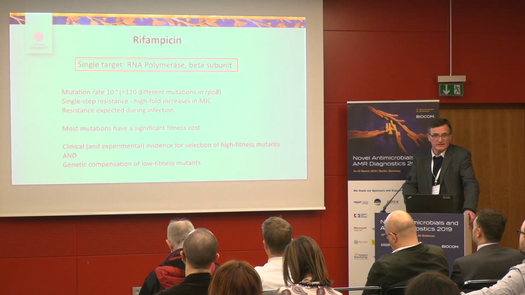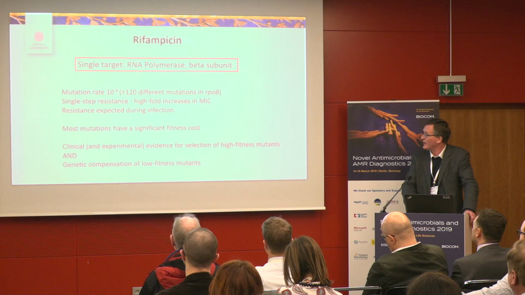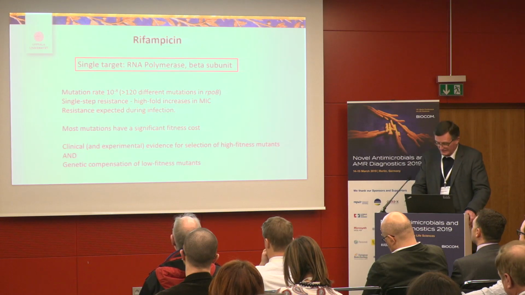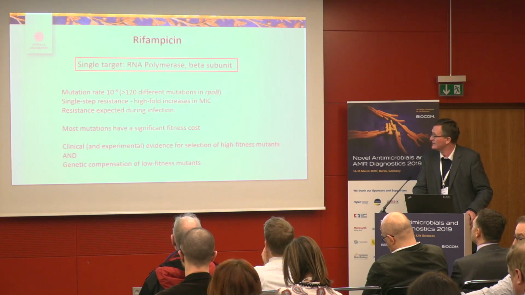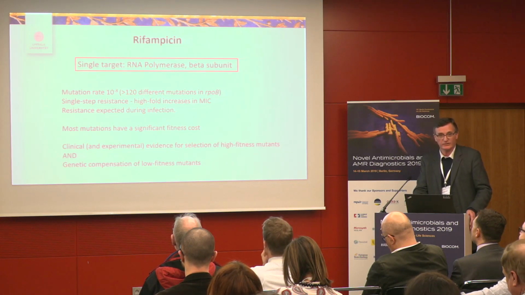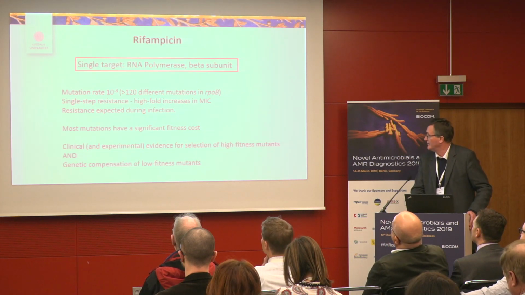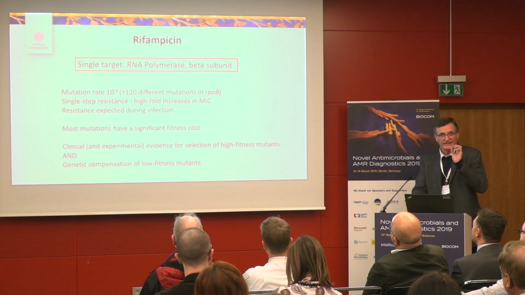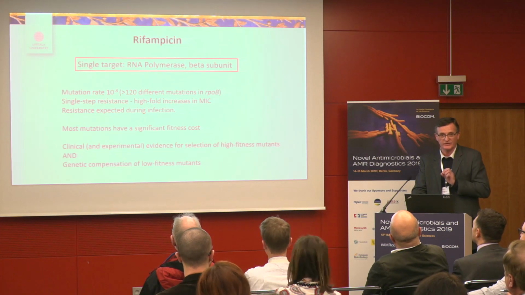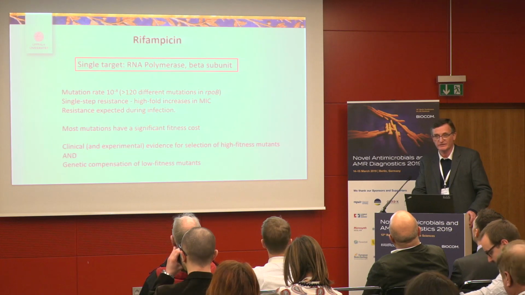Well, rifampicin, as I say, a classic single-target drug, mutation rate pretty high, 10 to the minus 8, and that's because you have over 100 different mutations that can give resistance. Most of them give high-level resistance, most of them have a fitness cost, and resistance is expected to occur frequently during an infection, and it does. However, there's clinical evidence for selection against high fitness cost mutations, so fitness does matter clinically. There's also clinical evidence for genetic compensation occurring.